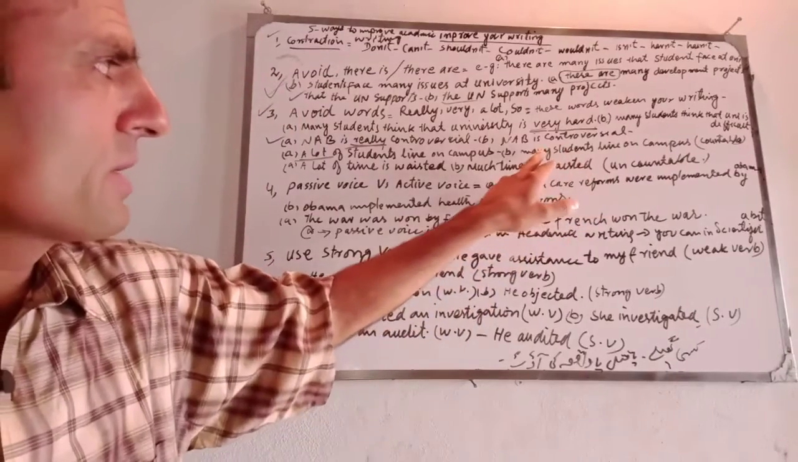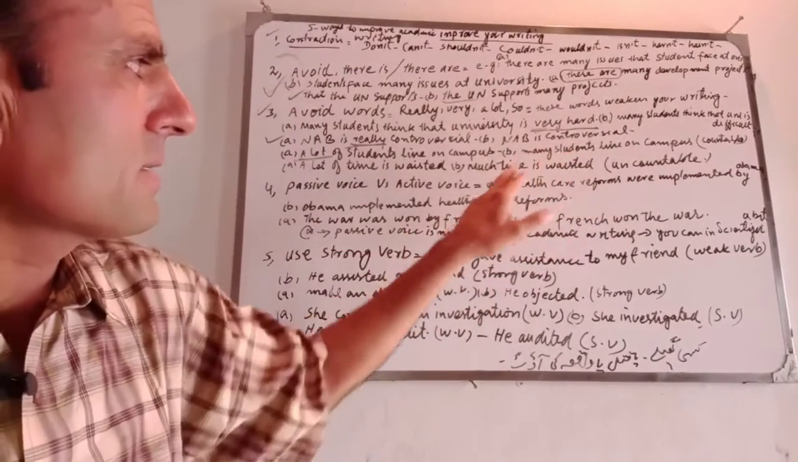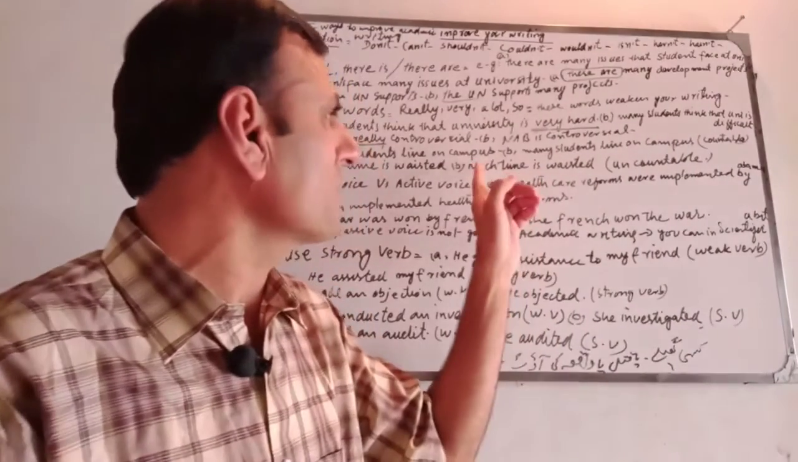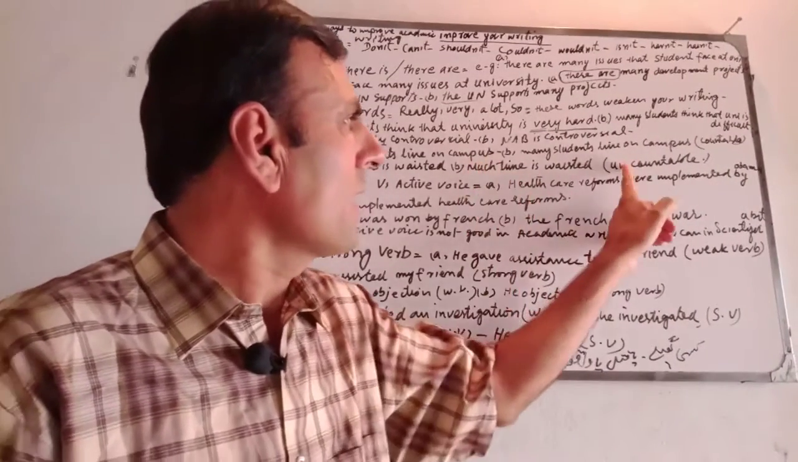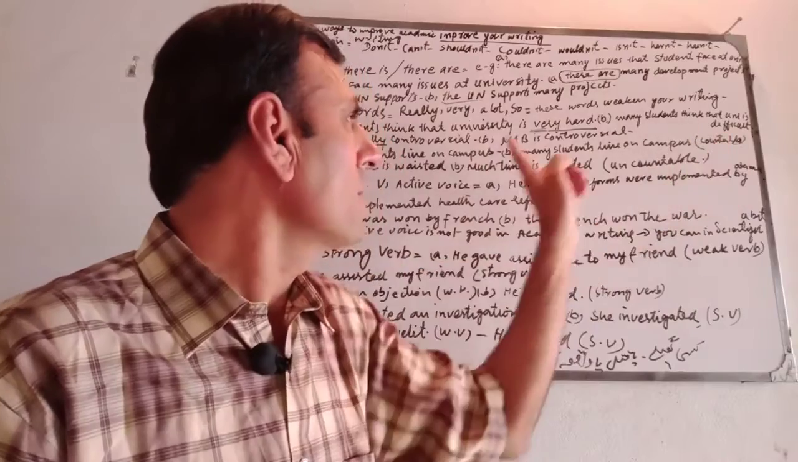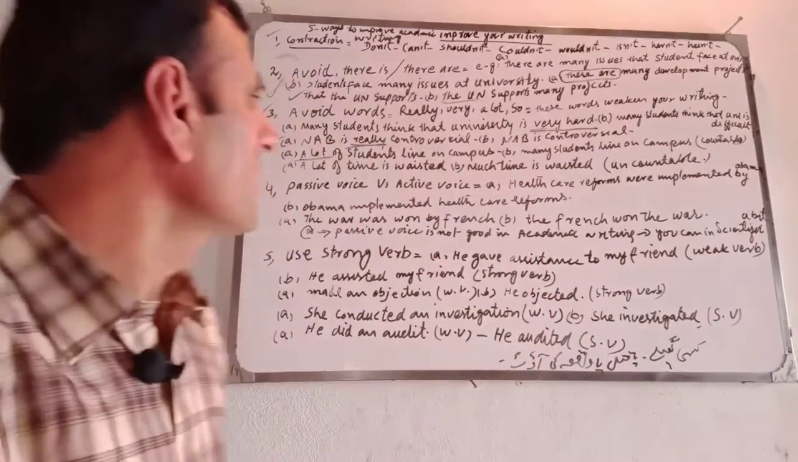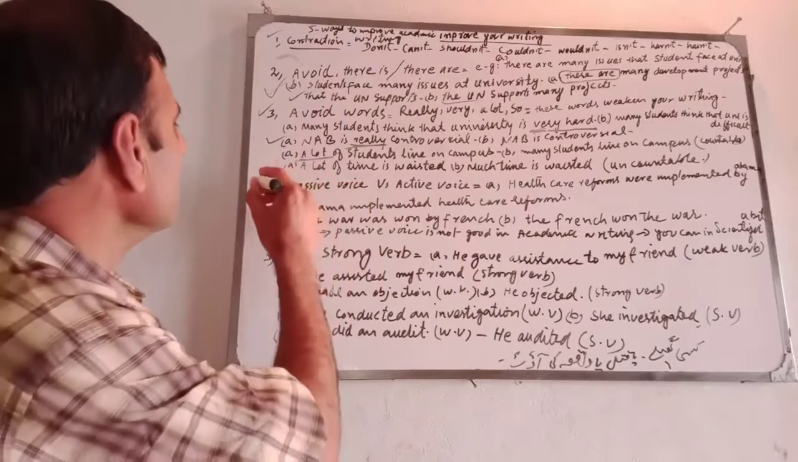Here we put many students, much time, because time is an uncountable noun and we can't write many here, so we wrote much. Countable noun, many students; uncountable noun, much time. Okay, that's clear. Now put them.